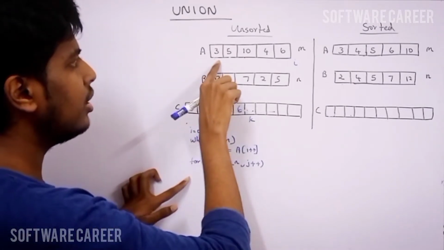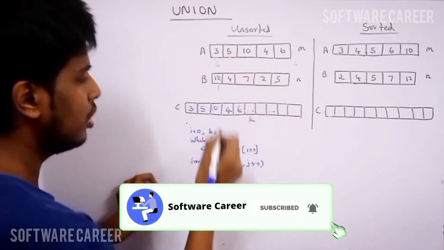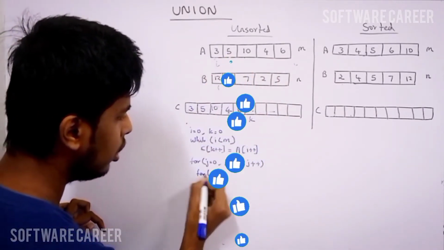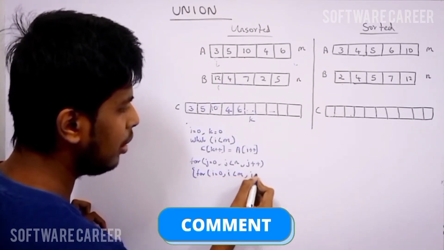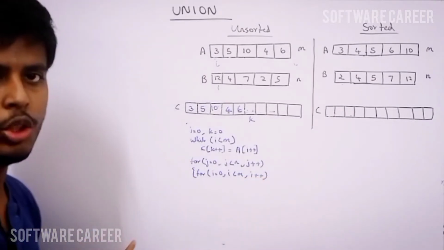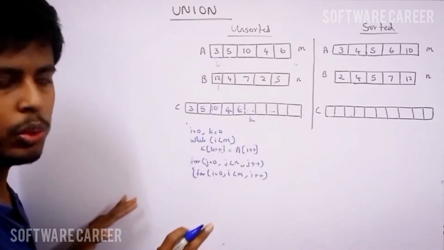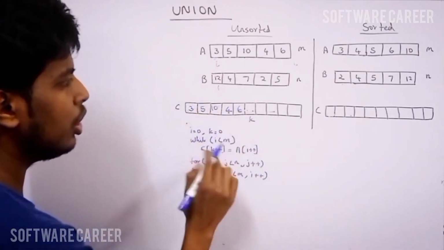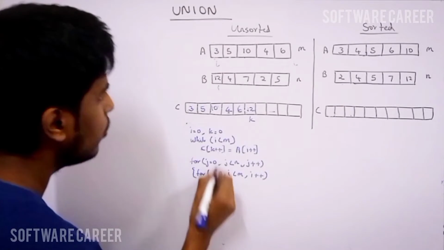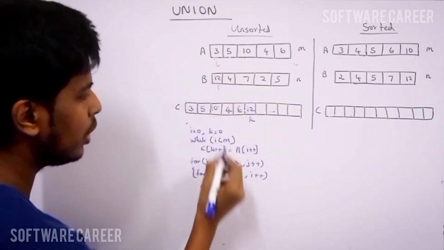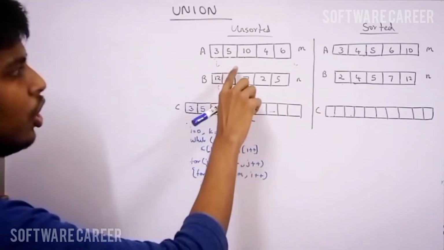Now I am making another loop for moving I from 0 to M. So I is pointing here. For I equals 0, comma, I less than M, comma, I plus plus. I have written another loop. Now I should compare whether 12 is present here. No, 12 is not present, so you can copy 12 over here. So what should I write? I am writing the condition: if B of J, that is 12, B of J is not equal to A of I.